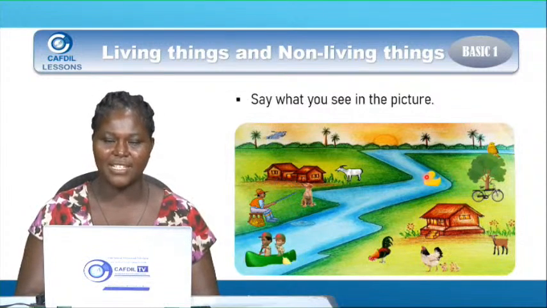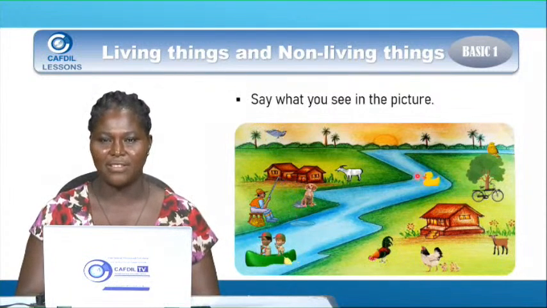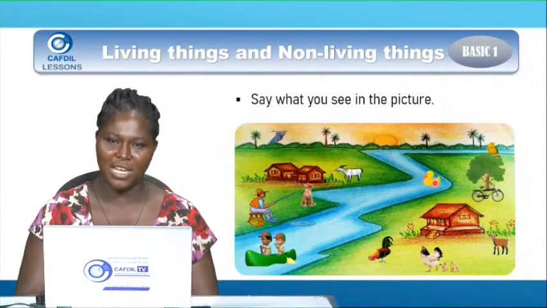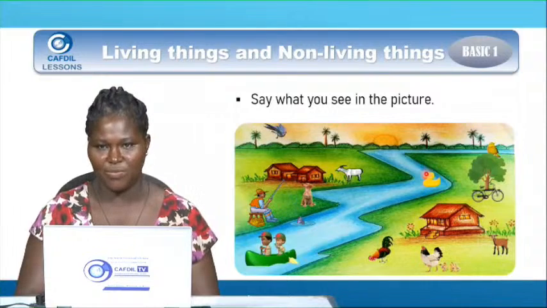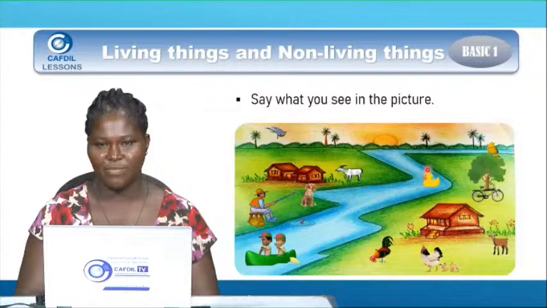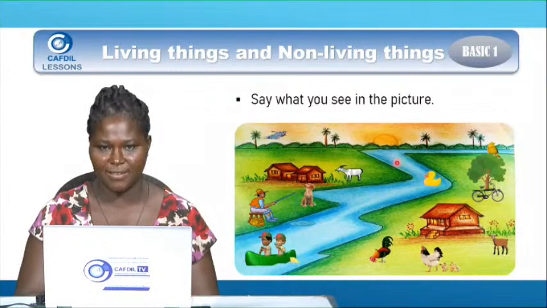Now we have a duck on the river. Now what color is the duck? Yellow. And the beak is what? Red. Yes, so this is a duck.